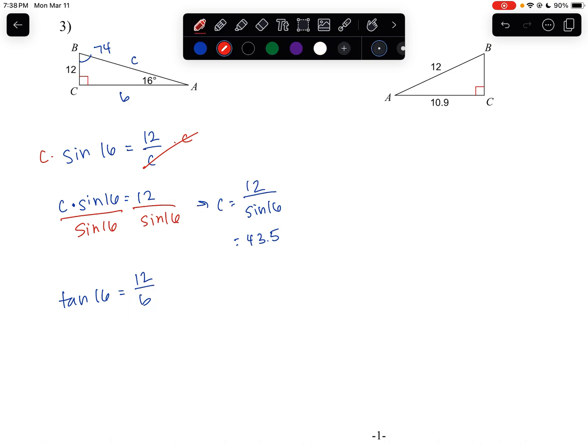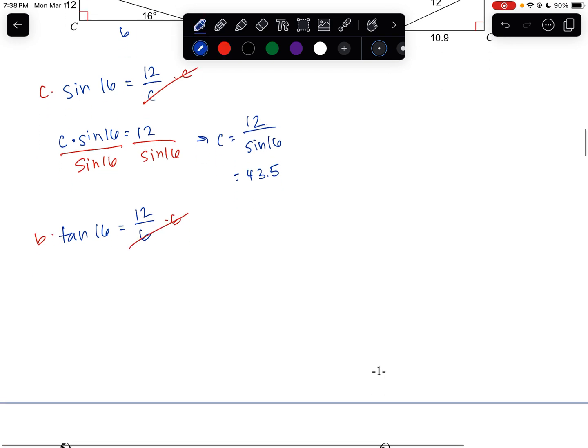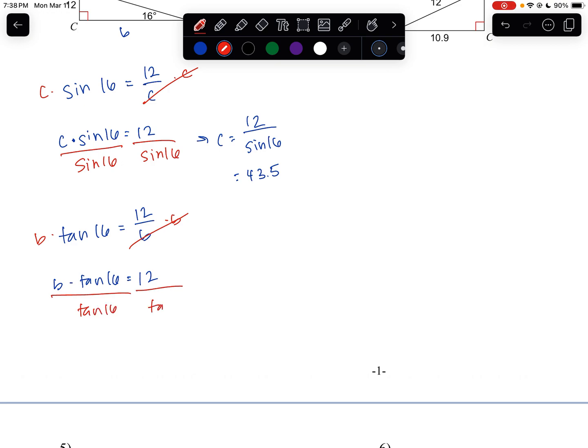I'll do the same process. I'll multiply by b so that it's no longer in the denominator and it's in the numerator on the other side. So I get b times tangent of 16, and that's going to be equal to 12. And then I'm going to divide by tangent of 16, divide by tangent of 16. So then I get b is equal to 12 divided by tangent of 16, which is going to be equal to 41.8.